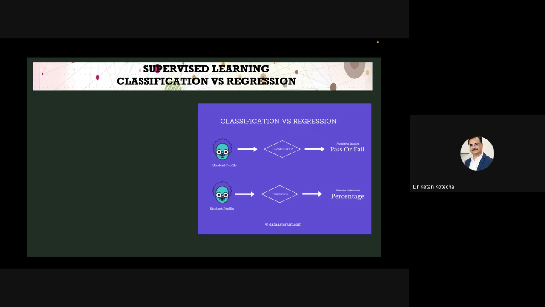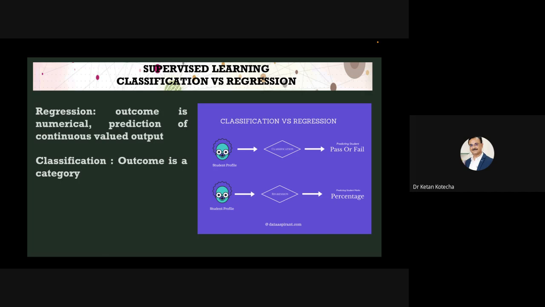Because after some time, I'll be telling you that underfitting and overfitting is a problem in both cases, in case of classification as well as in case of regression. It is mandatory to eliminate that particular problem. Otherwise, your machine learning model fails immediately. So as I mentioned, regression is an outcome of a numerical variable or a continuous valued output, and classification is a category. And as I mentioned, it can be multiple classes as well in reality.